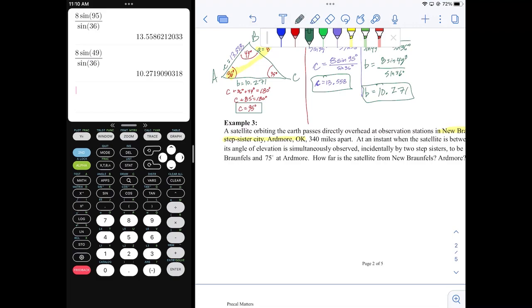How far apart are our stepsister cities? 340 miles apart. And we're going to call that a straight line distance. So here's the ground. We're going to say that this is New Braunfels, and this is Ardmore over here.